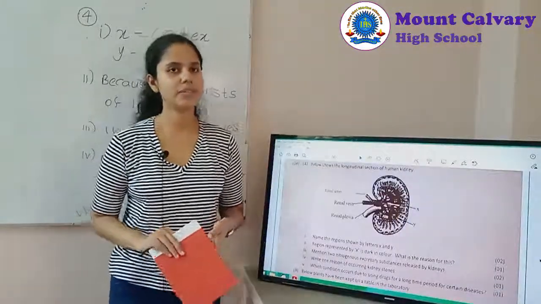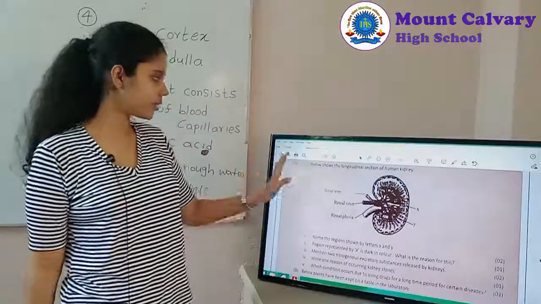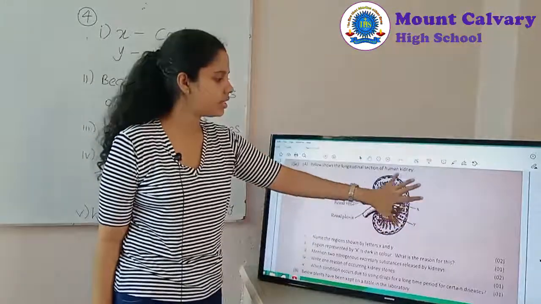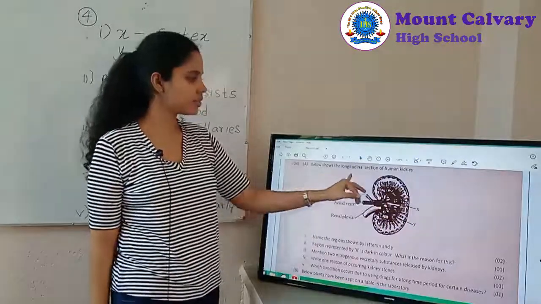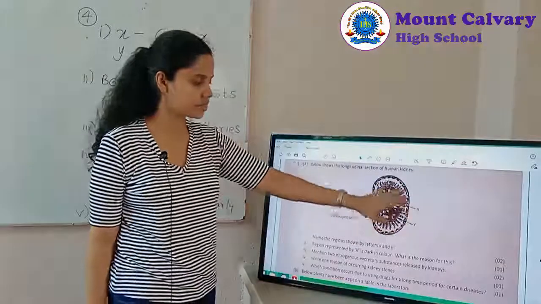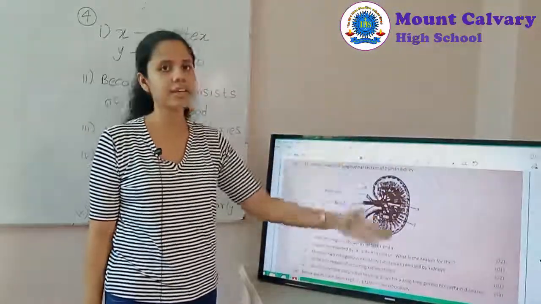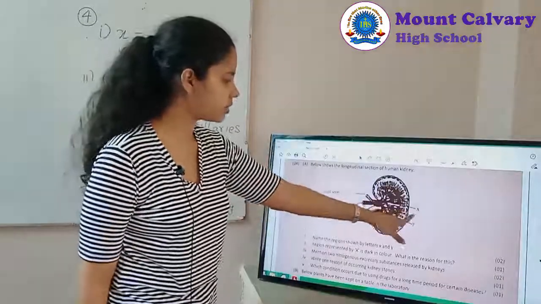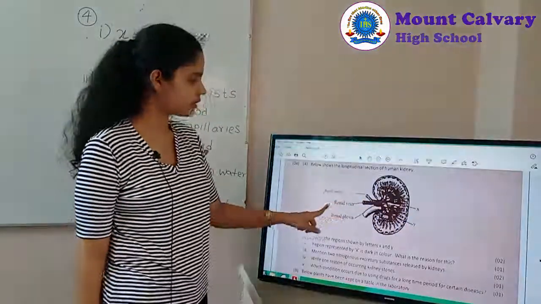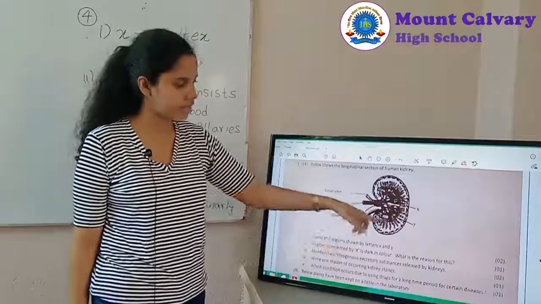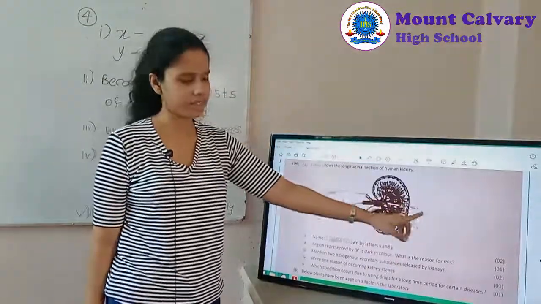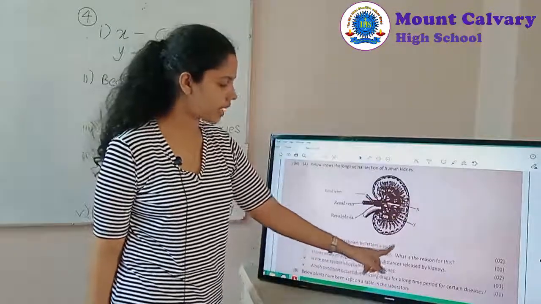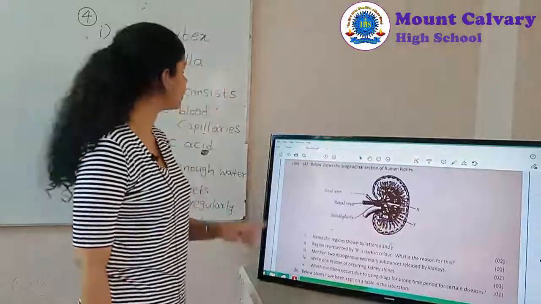Okay, now we are going to discuss question number 4. In question number 4, they have given you a diagram. Below shows the longitudinal section of a human kidney. This is the cross section of a human kidney. Now here you can see they have given you renal artery, renal vein and renal pelvis. X and Y are not mentioned here. So they ask, name the region shown by letters X and Y. So what is the X?